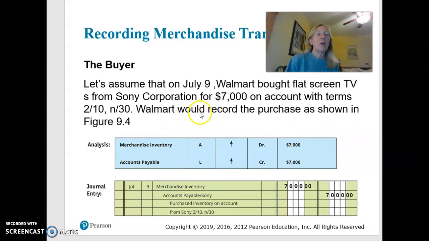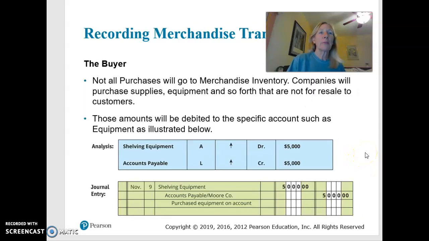So let's say on July 9th, Walmart bought a flat screen from Sony for $7,000 on account, bought flat screen TVs on account with terms 2/10 and 30. So we already went through this a little bit in class, but I'm just reviewing because it was a while back. So Walmart bought $7,000 worth of televisions. They bought them on account, so that's accounts payable. So that is how we build our inventory in the business. Okay, pretty simple. I don't think that's really that new.